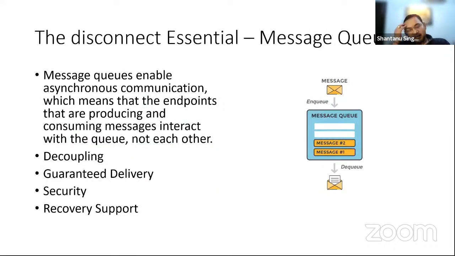And the disconnected essential. This is something where I've interviewed so many people, and a lot of the time I'm surprised that people are not using a messaging queue. A messaging queue is the fundamental of disconnected architectures. It is also the fundamental of microservice architecture. Why is a messaging queue important? Because of a very, very important reason: it allows you to be asynchronous to your customers.